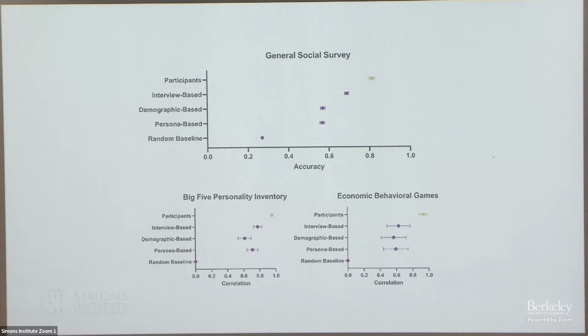Okay, and the result on the General Social Survey is that the humans themselves are not consistent. So we have them wait 2 weeks and then answer the same questions, and they're 81% consistent with themselves. And the interview-based agent was 69% accurate. So if you look at the gap, you can think about this as capturing 85% of the accuracy from a 2-hour interview plus a language model. And some of the baselines work worse.